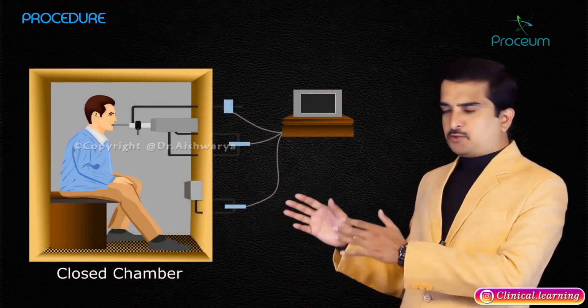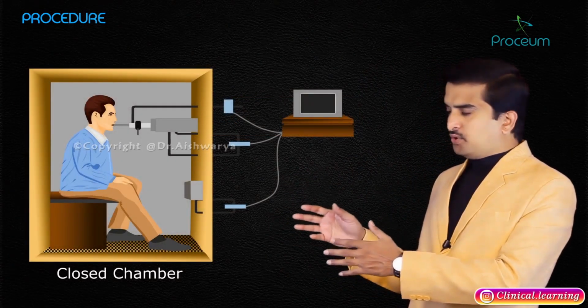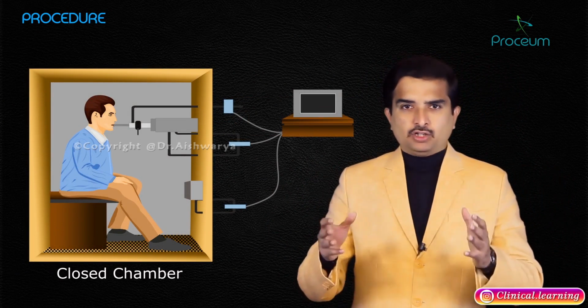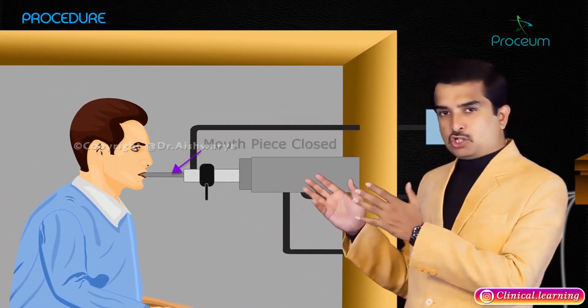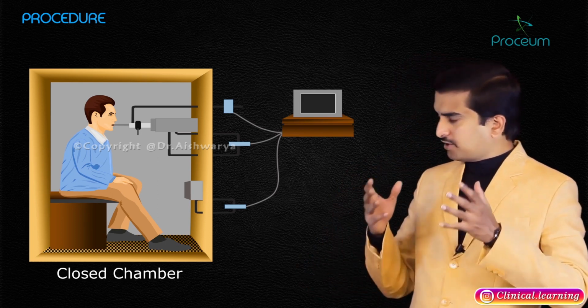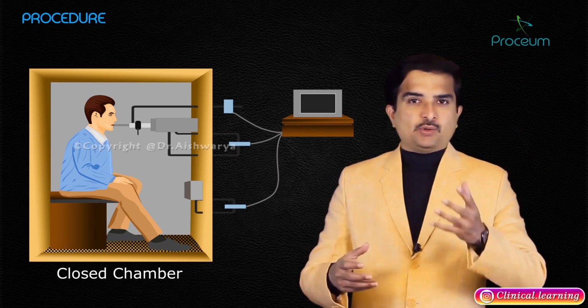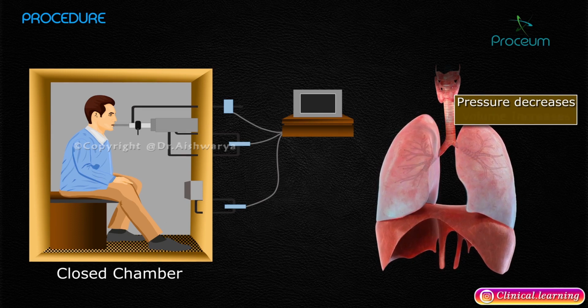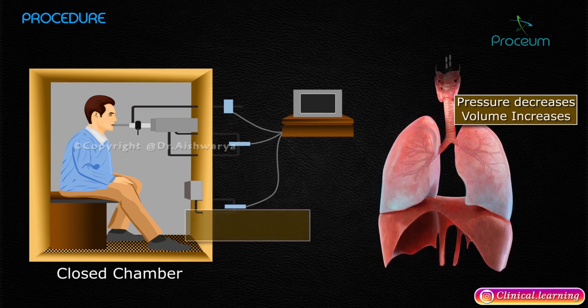The test subject is placed inside a sealed chamber, which is the size of a telephone booth, with a single mouthpiece. At the end of normal expiration, the mouthpiece is closed, and the patient is then asked to make an inspiratory effort. As the patient tries to inhale, the lung expands, decreasing the pressure within the lungs and increasing the lung volume. This in turn increases the pressure within the box, since it is a closed system and the volume of the box compartment has decreased to accommodate the new volume of the subject.